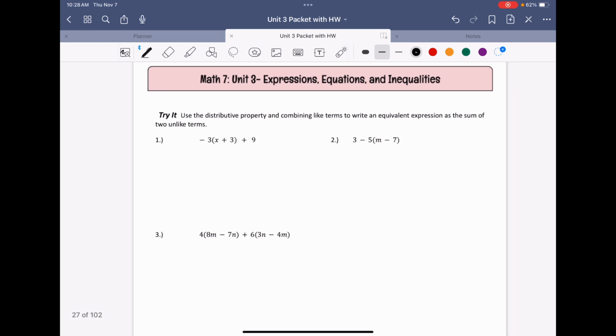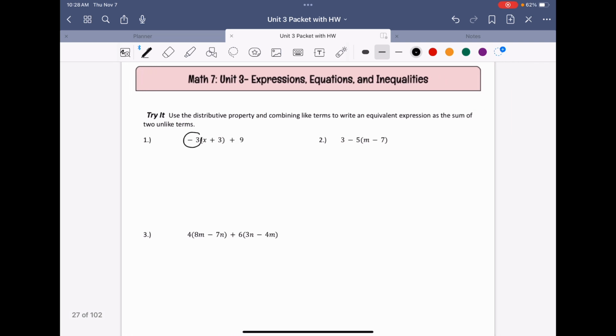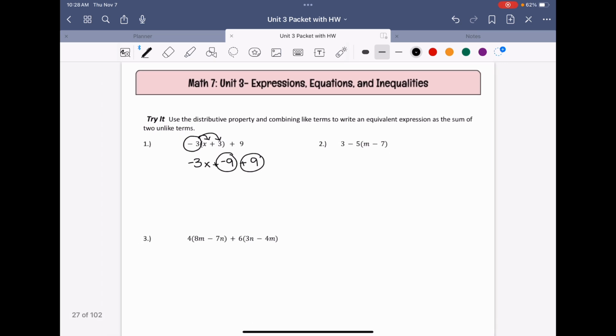Okay, so I'm going to distribute this -3. I get -3x plus -9, or just -9, plus 9. Identify your like terms. 9, 9. And I've got this 3x here. -3x and my 2 9s are actually going to cancel each other out because they're opposite signs.